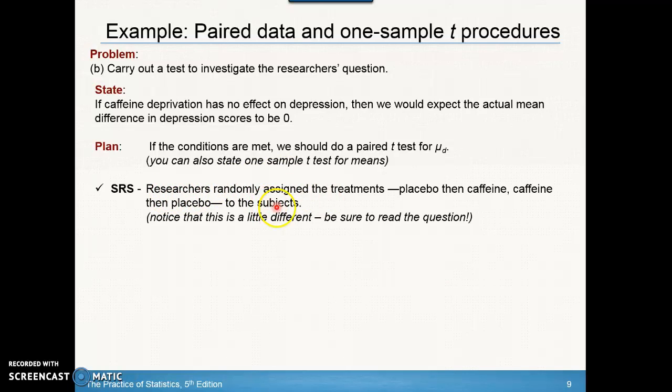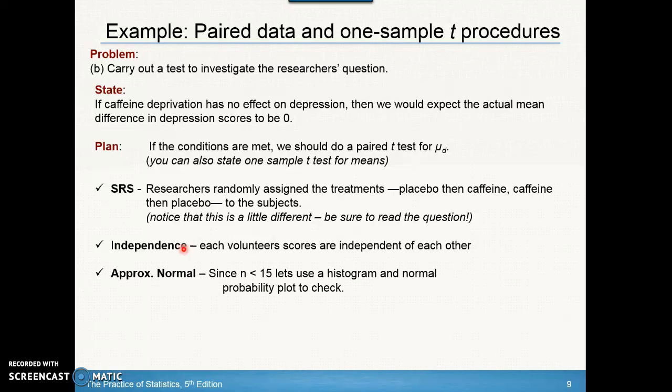Researchers randomly assign the treatments. Okay, so this is a little bit different than the other question. I'm sure the subjects were a simple random sample, but they also randomly assigned the treatments here, since we were looking at an experiment specifically in this case. Independence: each volunteer's scores are independent of each other. So keep in mind that each person is independent of each other, but the 2 populations that did the placebo and did the caffeine were not independent, which is what made it a matched pairs.